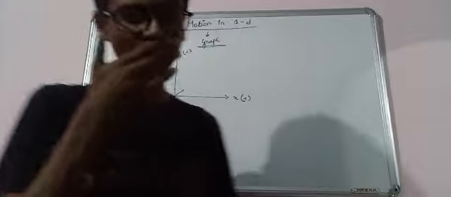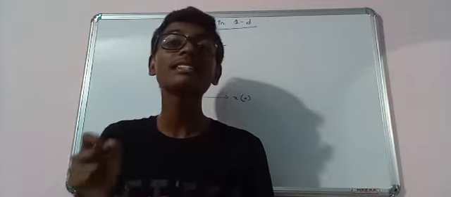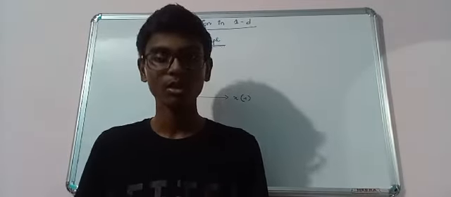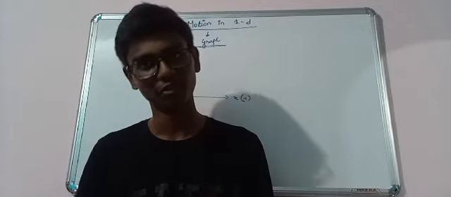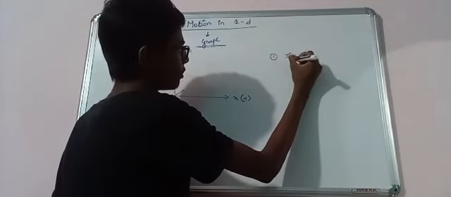Done? Now, graphs are of 3 types. For physics and for class 9's physics of the chapter motion in one dimension, we have only 3 types of graph. First is the displacement time graph.